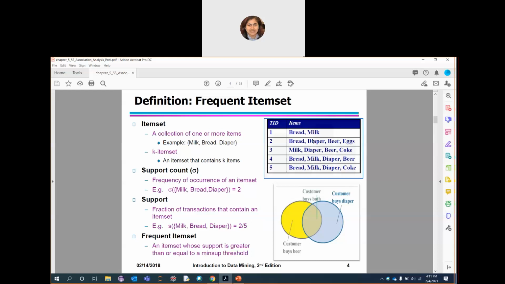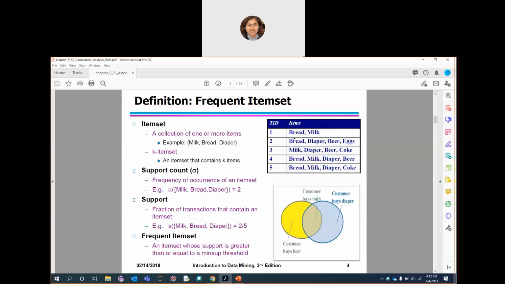Next, there is one concept which is really important in association rule mining. It is the support count, also denoted by sigma. What is support count? It depends on the occurrences of an item set. If there is a set of transactions, what is the frequency, how many times is the item set occurring? If we want to find out the support count of milk, bread, diaper, how do we find that?